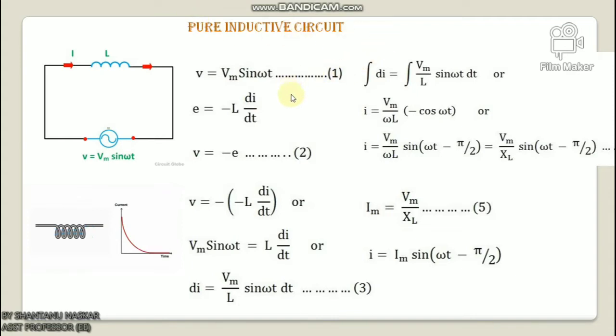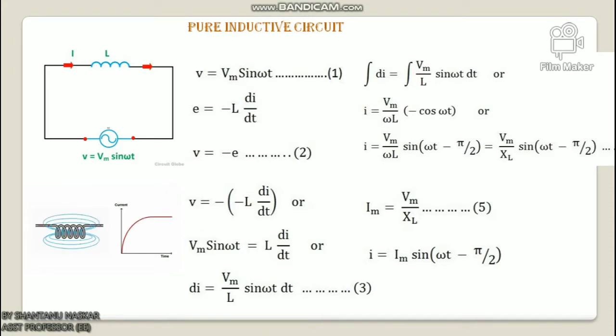The circuit which contains only inductance, denoted by L, and no other quantities like resistance and capacitance, is called a pure inductive circuit. In this type of circuit, the current lags behind the voltage by an angle of 90 degrees. Okay, this is the main important line: the current lags the voltage by an angle of 90 degrees.